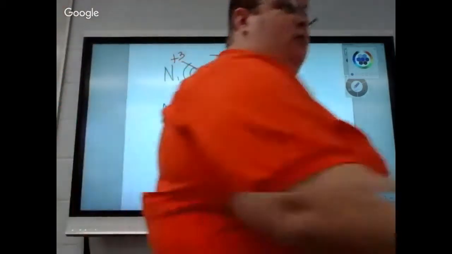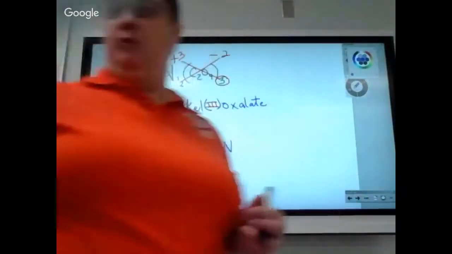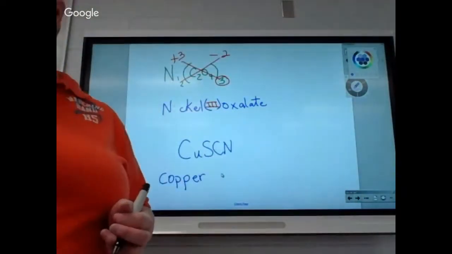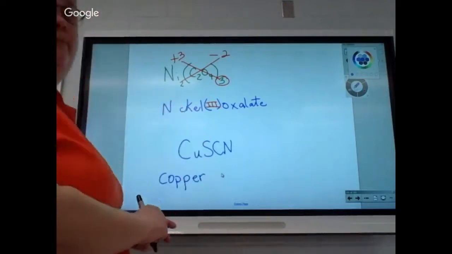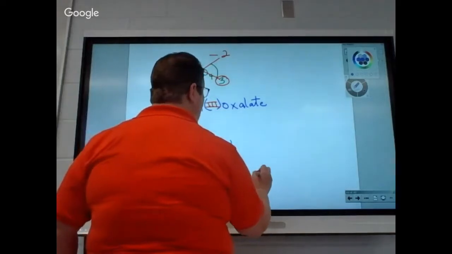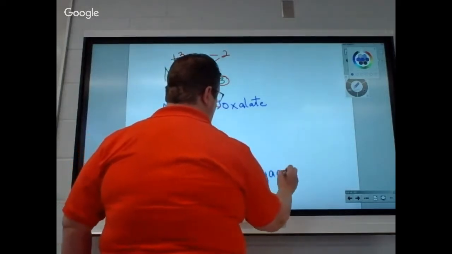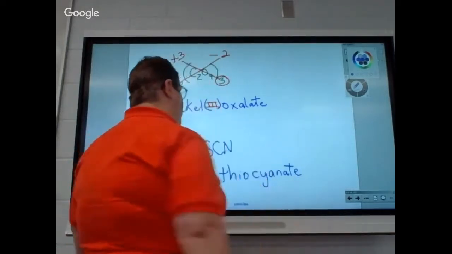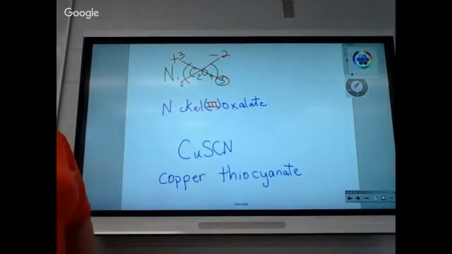This blue sheet is your salvation. Okay? Find SCN. What's his name? Cyanate. All right, Jaden might have some skills here. Got some phonetics going on and pronunciation here. Copper thiocyanate. Now, step 3. Do we need a Roman numeral?